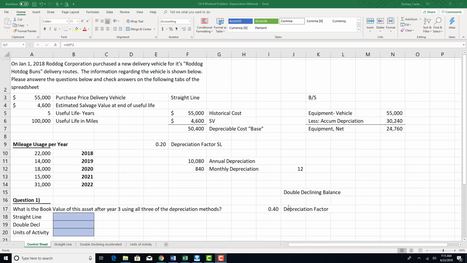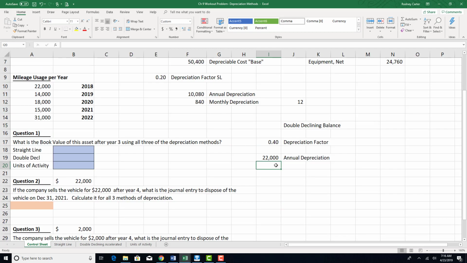So our depreciation factor is going to be twice that of straight line for double declining balance. And we're not going to use the depreciable base to create annual depreciation. We're going to use the historical cost, because the purpose is to accelerate depreciation by making a smaller depreciable base. That's counterintuitive, not in the same logic train. So we're actually going to use 55,000 times this in year 1.